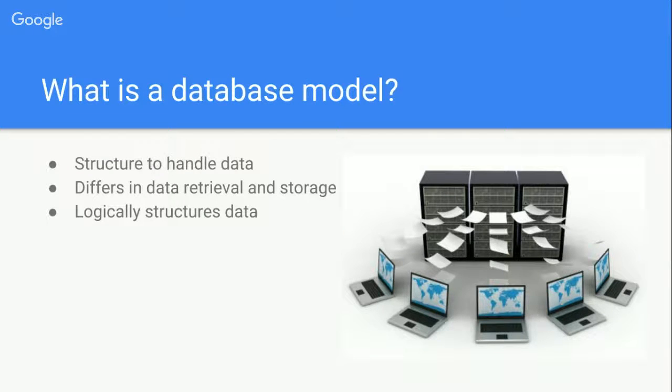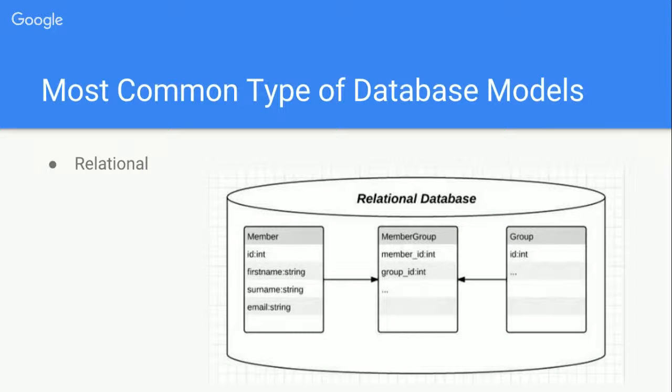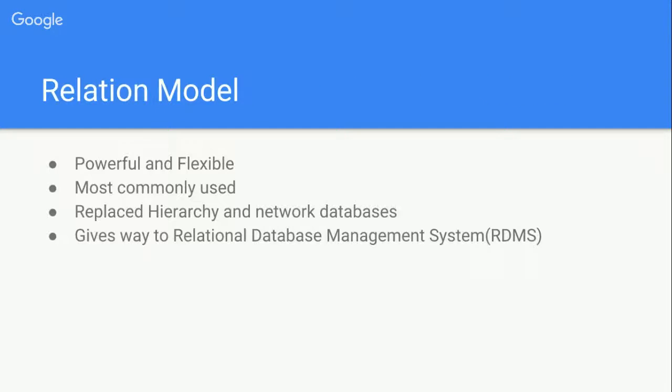Okay, what is a database model? Database models were made as structures to handle data because data comes in many forms, and you want a model that works and sorts out all the data into different pockets equally and efficiently. Most common type of database models, relational database models, and we'll go into what that is.